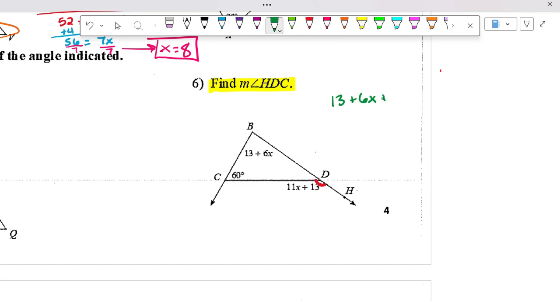Good. So 13x plus 60 is equal to 11x plus 13. All right, group 2. What'd you do next? I got 6x. I combined my terms and I got 6x plus 73. Yeah, 6x plus 73 equals 11x plus 13. Good.